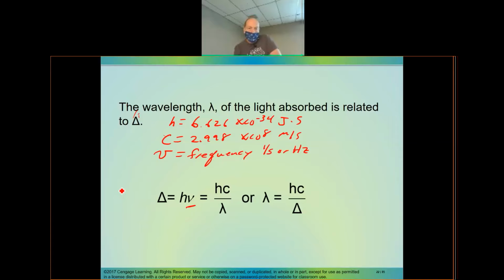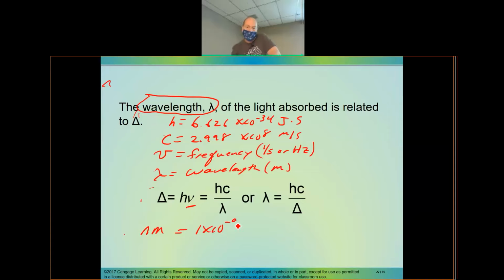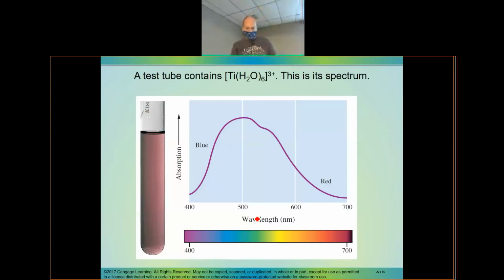And then lambda is your wavelength right here on top, and that is in meters. So lambda is your wavelength, and that's going to be in meters for the units of your wavelength. When we do our visible region, we are going to put the wavelength in nanometers. So a nanometer is equal to 1 times 10 to the minus 9 meters. Visible light is usually given in nanometers, like they have here.